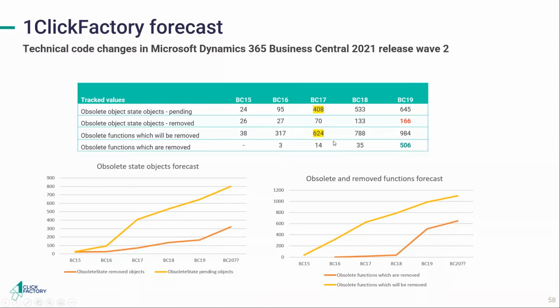And for obsolete functions, as we know, Microsoft removes procedures one year after. But as I know, there are many procedures related to the pricing list functionality, about 200 in BC 18 and 17, but still Microsoft only left 100 functions in BC 17 as pending, and all other 500 functions were removed. So I don't expect a big increase in the next version in obsolete function removal.